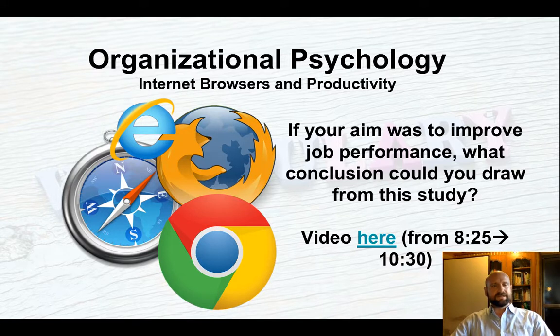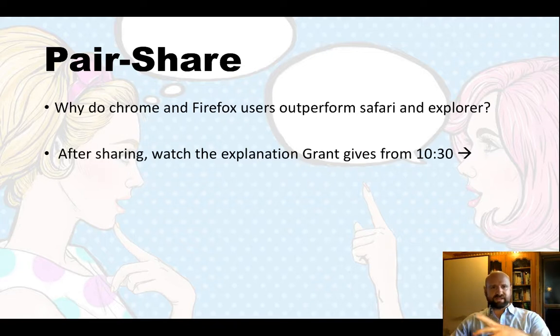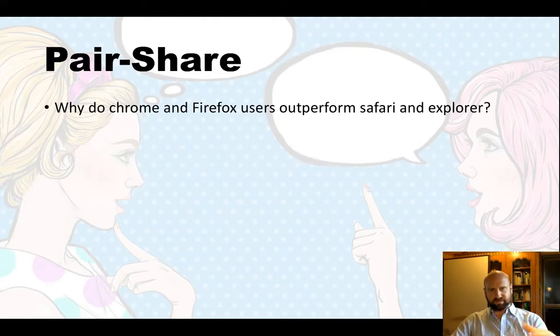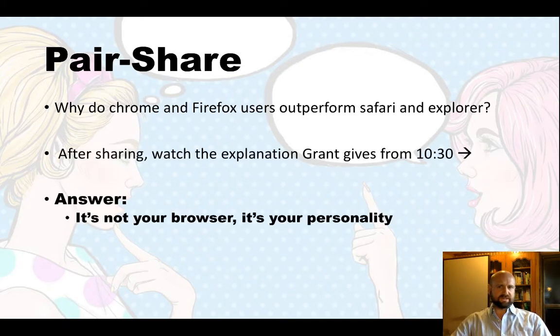Then this is a really interesting TED Talk. If you just watch the 2 minutes here, he talks about the difference in performance between people who use different types of web browsers, and what they find is that Chrome and Firefox outperform the others, and then see if they can explain why, right? And then after you've given them a chance to share their possible explanations, you can look at the explanation that Grant, the guy in the TED Talk, gives.